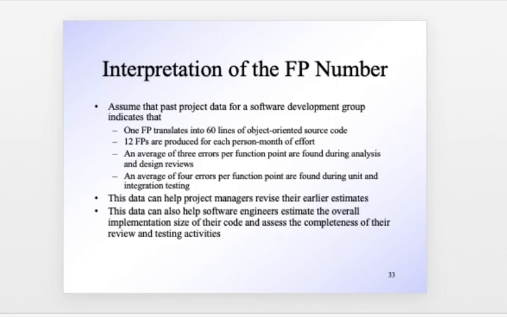So what does that value indicate? That value indicates certain things based on historical data. I could say probably one function point translates into 60 lines of object-oriented code. 12 function points are produced for each person-month of effort. An average of 3 errors per FP are found during analysis and design. An average of 4 errors per FP are found during unit and integration testing. And what is the use of this numerical value? It obviously is helpful for project managers to revise their earlier estimates.